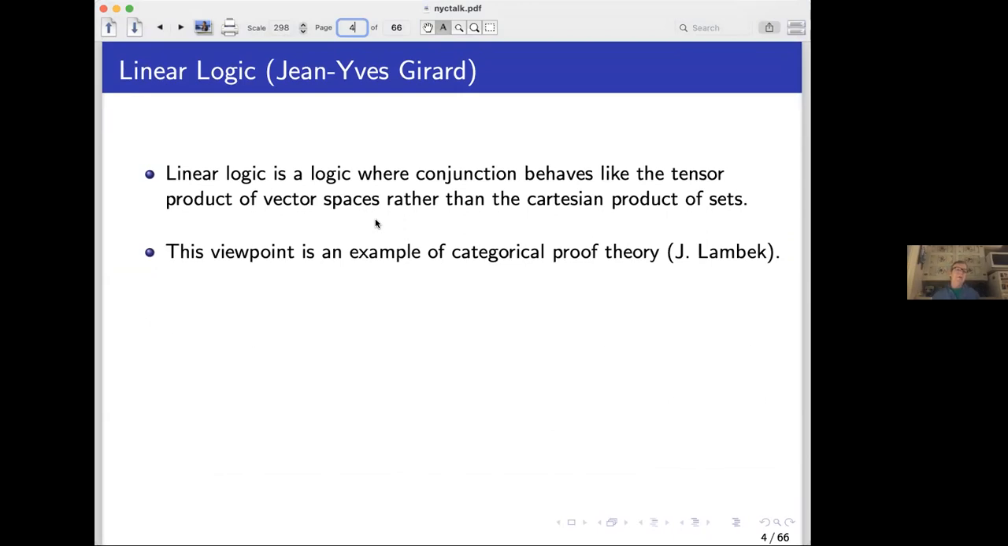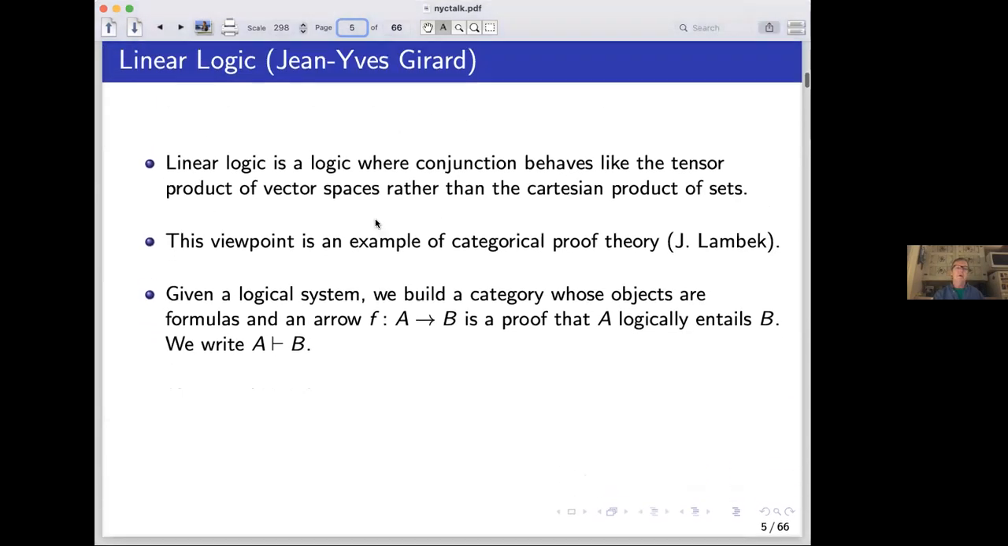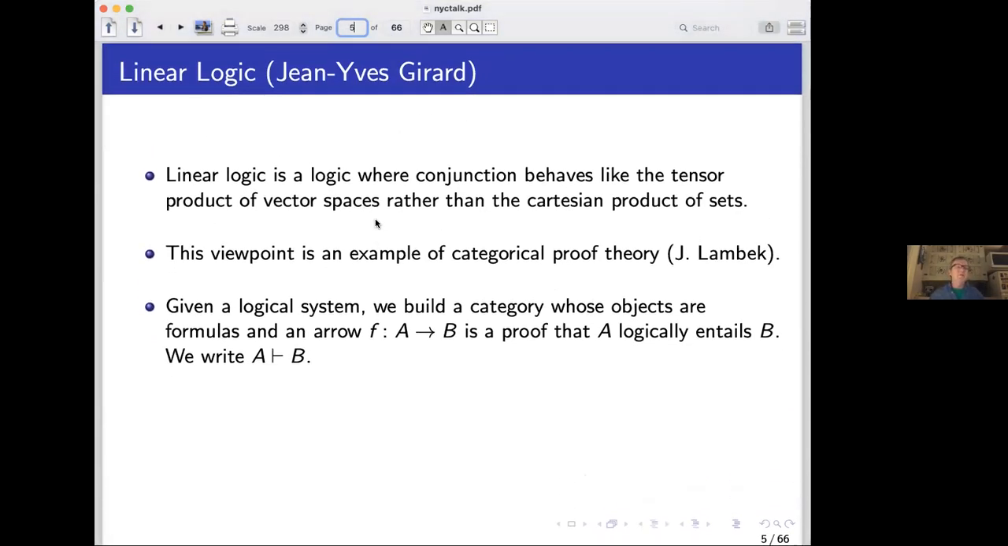And the idea goes back to the subject of categorical proof theory, which was introduced by Jim Lambek. And Lambek's idea was a great one, and it's still in regular use today. And the idea is pretty straightforward. Given a logical system, I'm going to build a category, and the objects of my category are going to be formulas in that logical system, and an arrow will be a proof. And strictly speaking, that's not correct because I need to mod out by some equivalences to make everything work out right, but that's the principle.